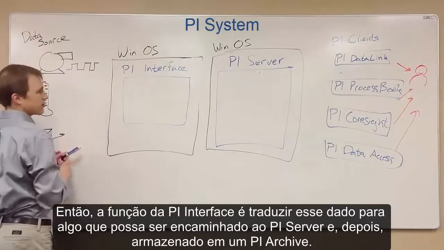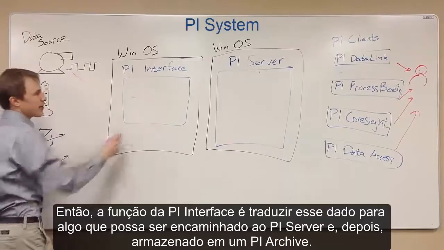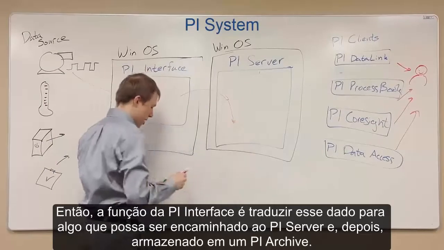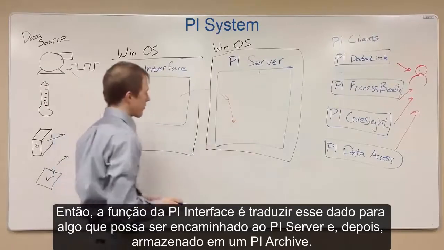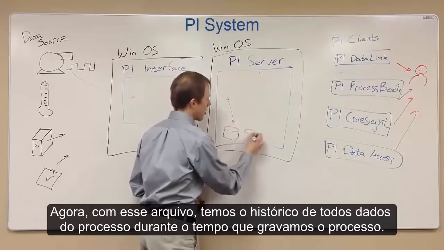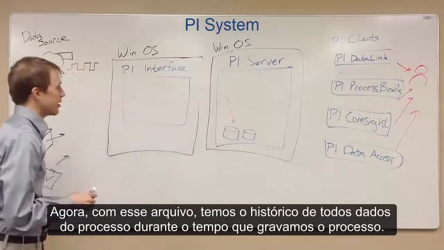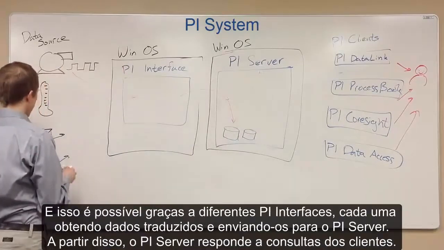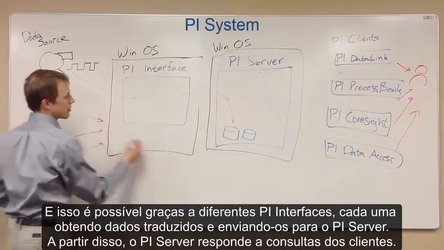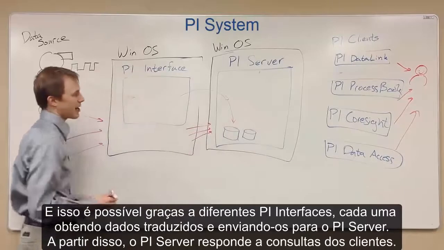We're going to use red for this. Translate that data into something that can be forwarded on to the Pi server and then stored away in a Pi archive. So now with this archive, we have a whole history of all the process data for as long as we've been recording it. And this is made possible by different Pi interfaces, each translating the data and sending it to the Pi server.